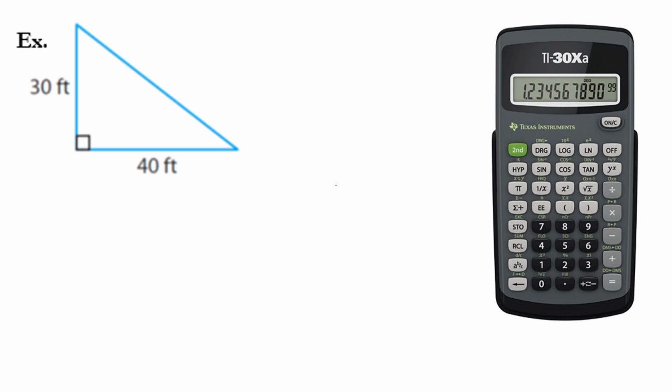Now we're actually going to solve some problems using the Pythagorean theorem. The Pythagorean theorem always involves right triangles. So if you don't see this little right angle box, that means you can't use this formula. And again, it's only used to find the side lengths, not the degrees. The first thing you need to remember about the Pythagorean theorem is the formula. Our formula is a squared plus b squared equals c squared.